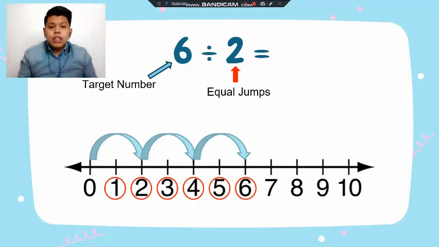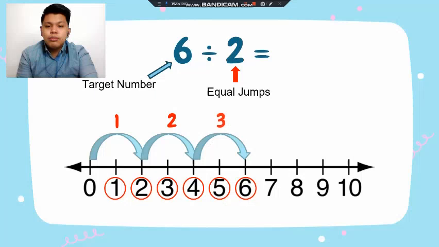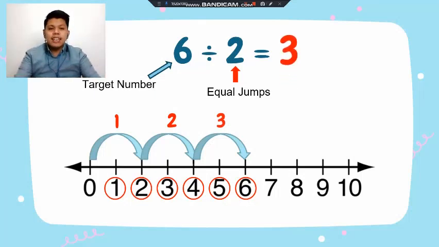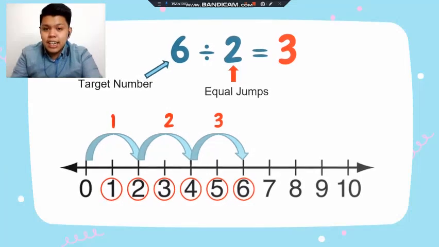Now, teacher, what is our answer? What you need to do is count how many jumps you did. So we have 1, 2, and 3. So our answer or our quotient is 3. Clear? Let's try again.